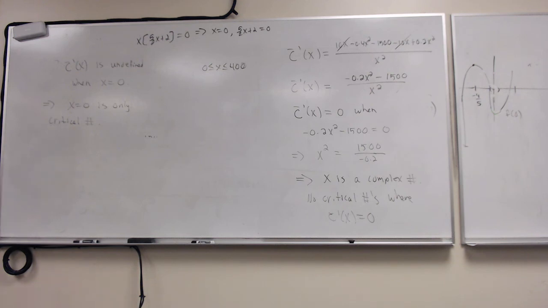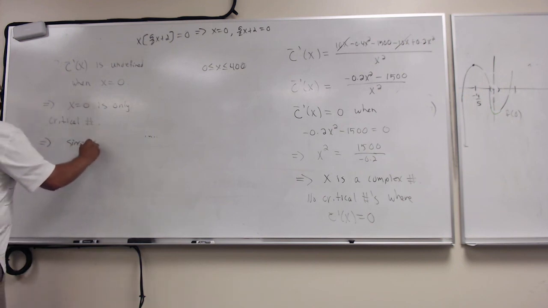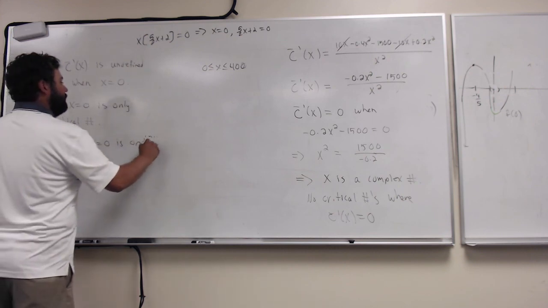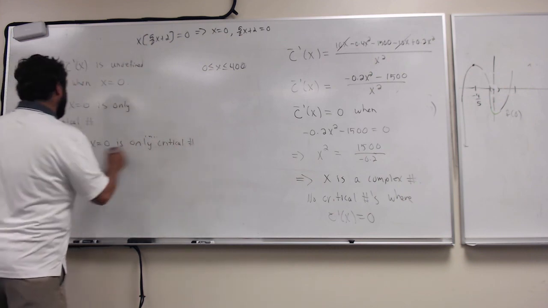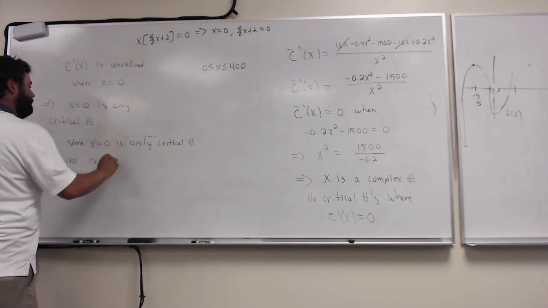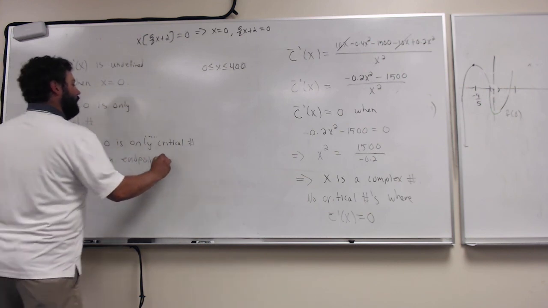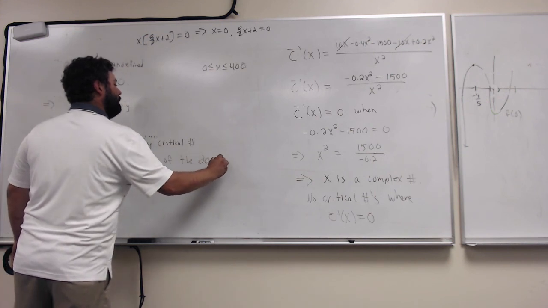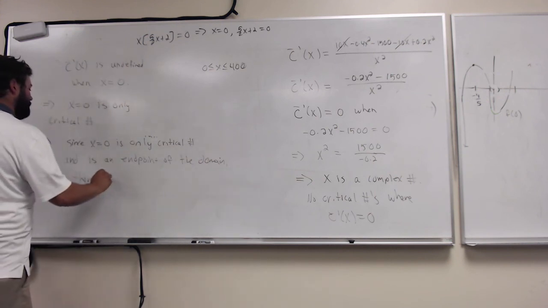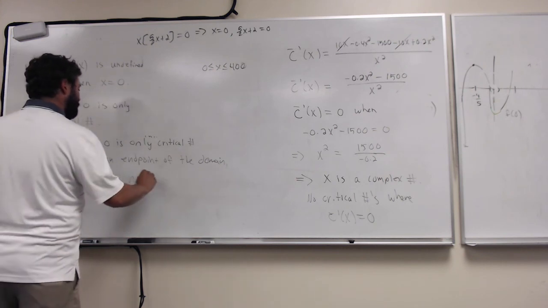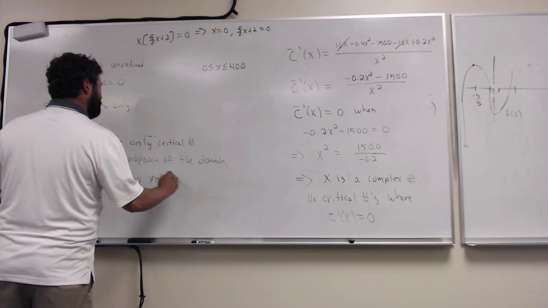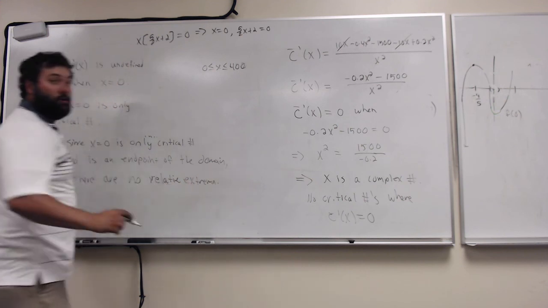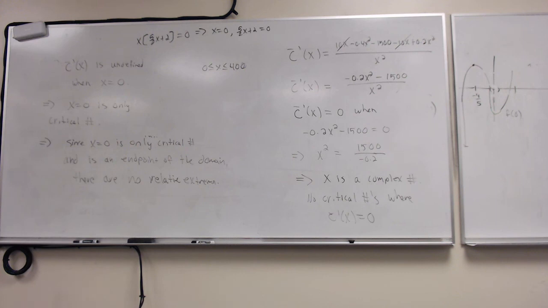Okay, so what I can conclude here is that since x equals 0 is the only critical number and is an endpoint of the domain, there are no relative extrema. Okay, there's no relative max, there's no relative min. Does that make sense, right? If you're on the endpoint, there's no room for the derivative to change sign once you pass that critical number.